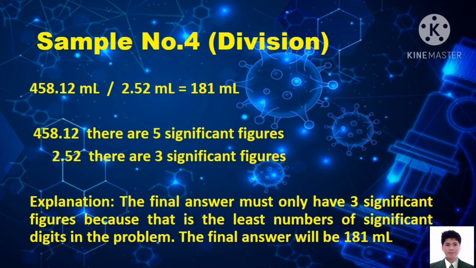Impressive. Remember, for 458.12, there are 5 significant figures, while 2.52 has 3 significant figures. The final answer must only have 3 significant figures because that is the least number of significant digits in the problem. The answer will be 181 milliliters.